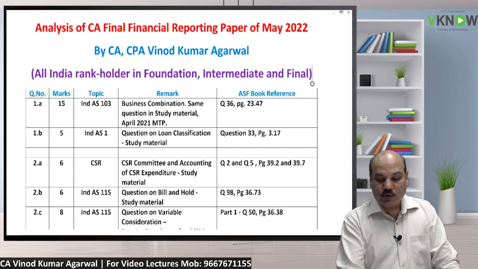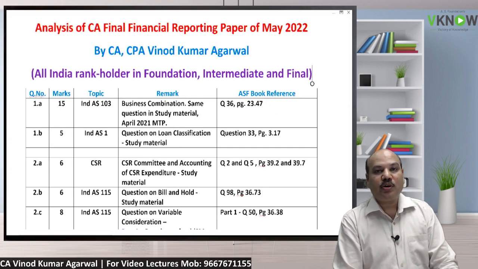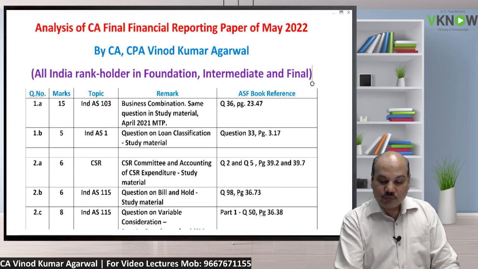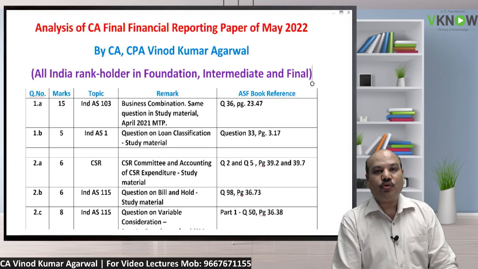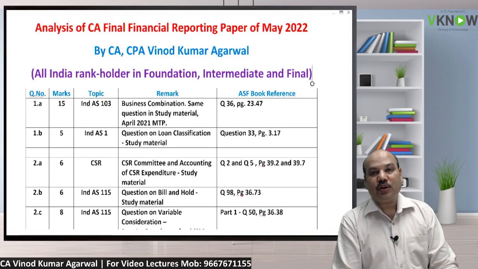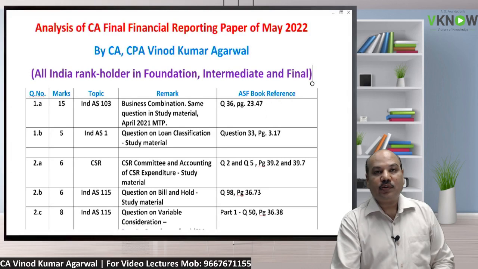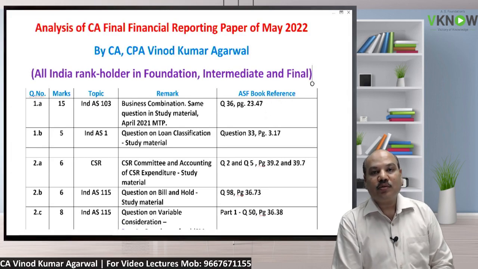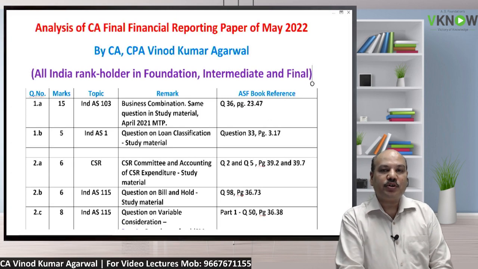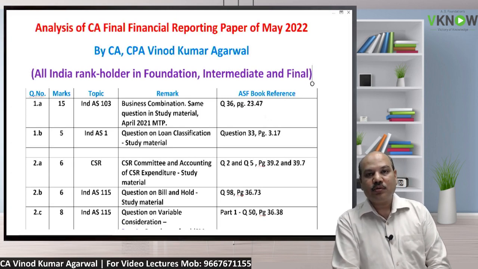Question number 6C was a very good question on investment property, where they have asked 4 questions, 1, 2, 3, 4, under different scenarios. You have to answer how you will do the accounting of investment property, and this question was asked in RTP May 2021, copy paste in the exam. We have already covered it in our class note, question number 34, FR class note with solution. You can find question number 34, page 15.20.